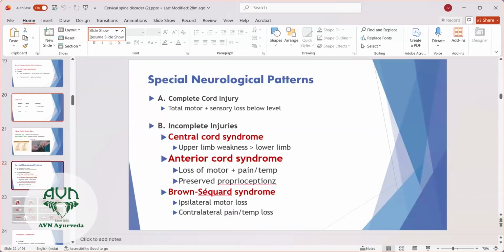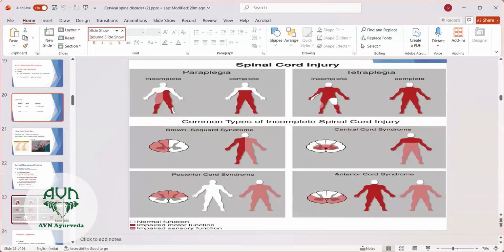Injury to the spinal cord can be broadly divided into two. In complete cord injury, there is motor plus sensory loss below the level of injury. An incomplete injury can be divided into three: central cord syndrome, anterior cord syndrome, and Brown-Sequard syndrome. For injury to the central cord, I shall show the picture here.